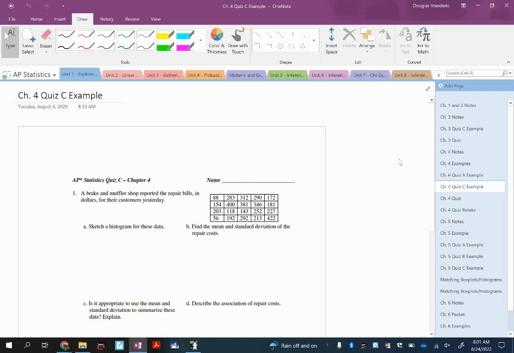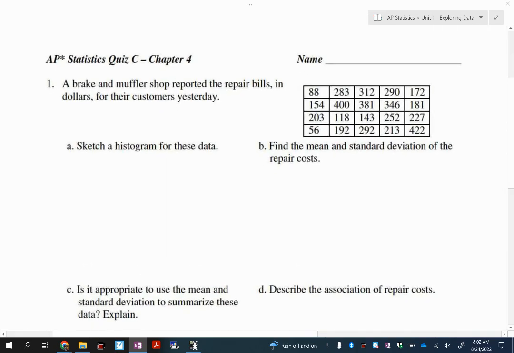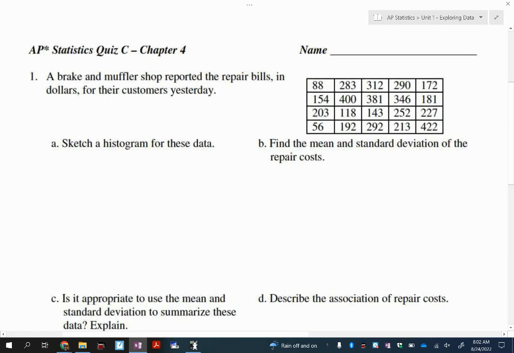Right, so just like the quiz A example that we went over in class, or you watched the video on, this is very similar. The same process pretty much for all of this, just with different data, where we have a brake and muffler shop that reported repair bills in dollars for their customers on a day of business.